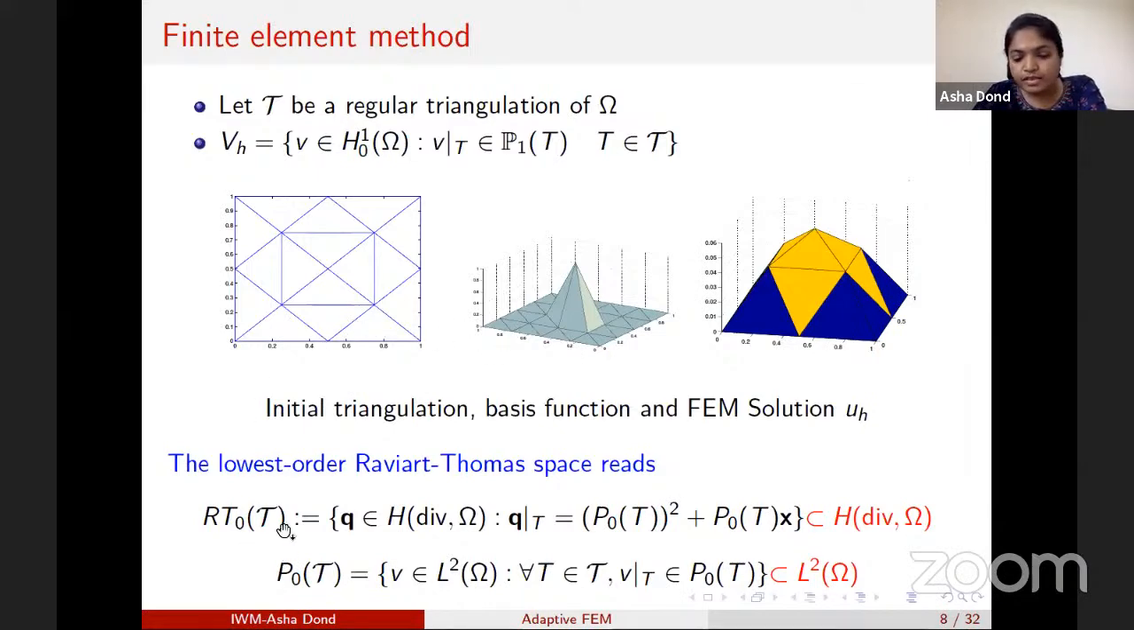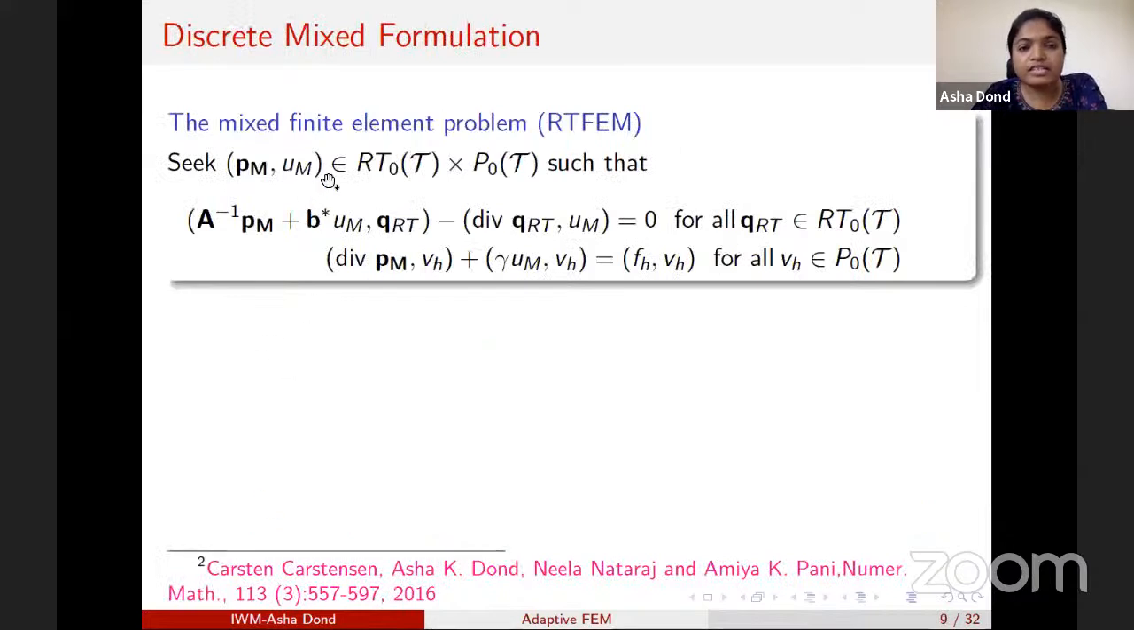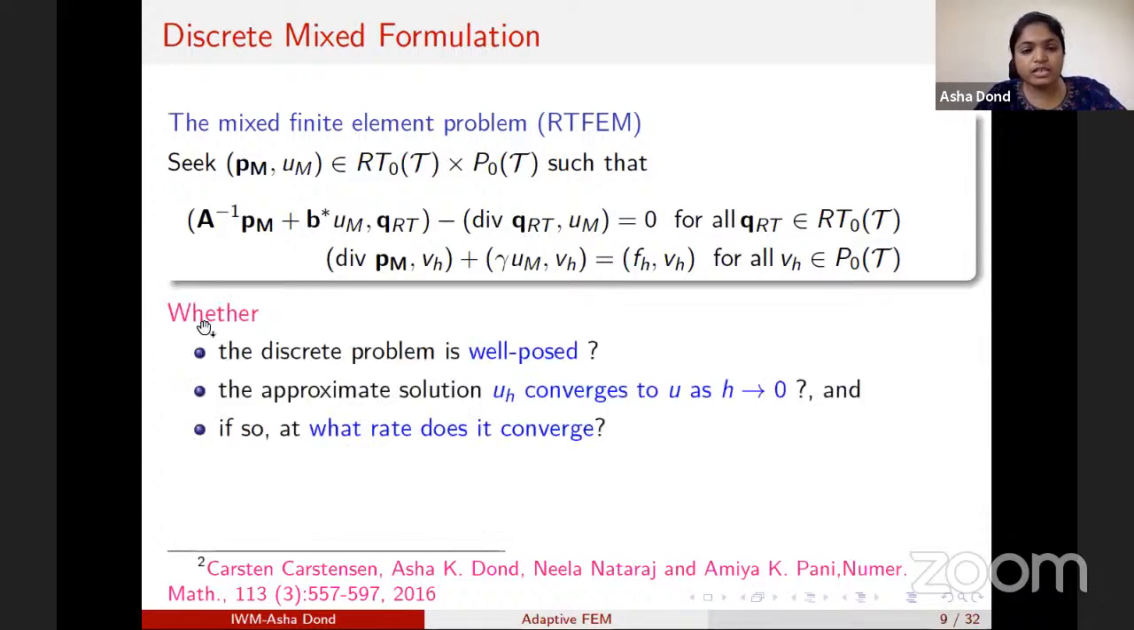Using these spaces and our mixed formulation, we get a new discrete formulation, and now our main task is to solve it. So our mixed finite element formulation is to find p_h and u_h belonging to RT0 and P0. Whenever we come up with a finite element formulation, there are main questions asked. The first question is whether our discrete formulation is well posed. The second question is, if it is well posed and giving a solution, does it converge as h tends to 0?